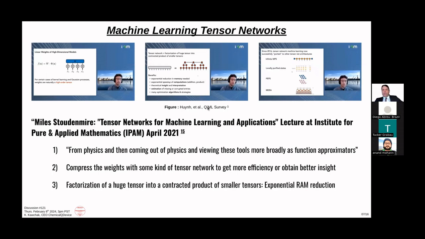This one is actually machine learning tensor networks, but there's so much, you're basically going to the next step as you insert quantum algorithms. But if you look in the upper right-hand one, as far as this infinite MPS, locally purified states, PEPS, MERA, there continue to be developments in new tensor networks. And the tools behind them, such as when you're talking about machine learning, compressing the weights with some kind of tensor network to get more efficiency or better insight.